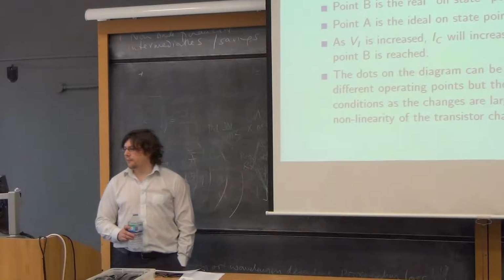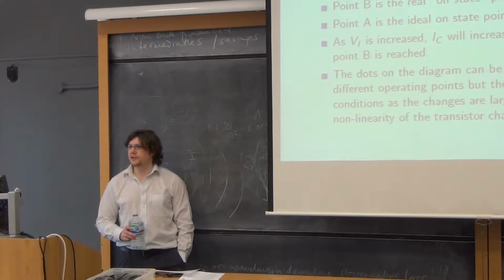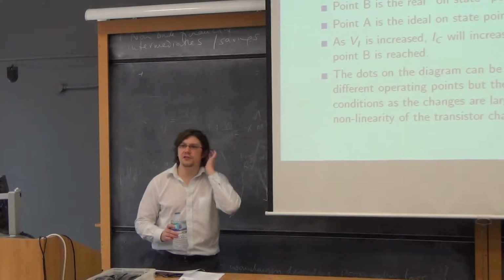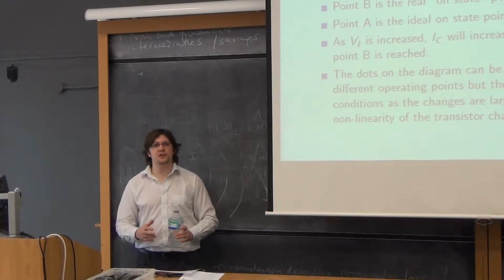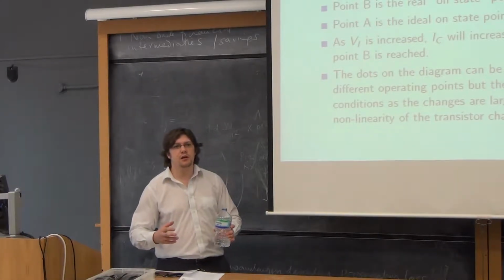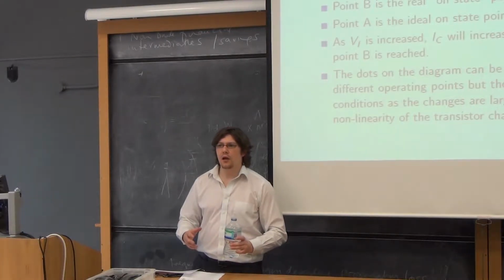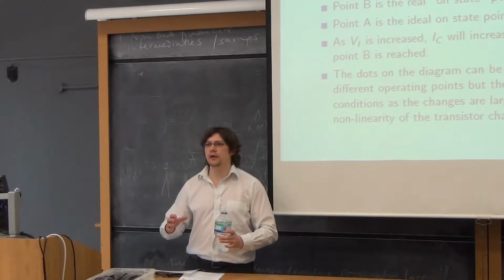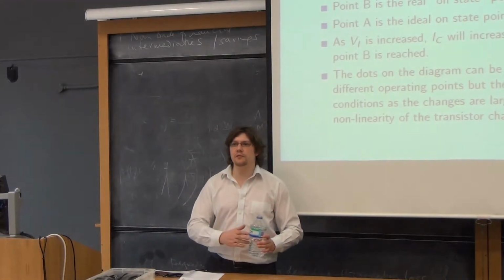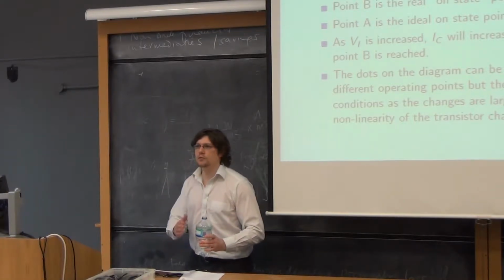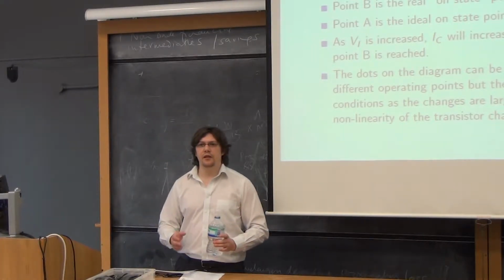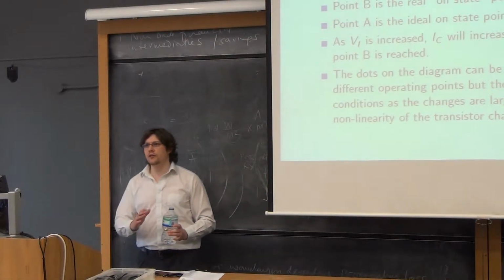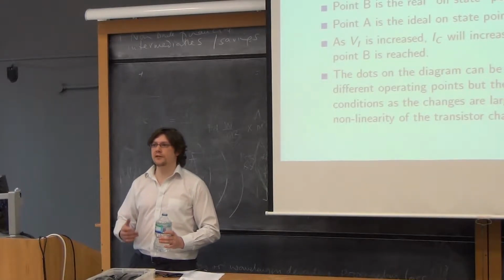So the dots on the diagram can be thought of as different operating points, but they are not quiescent conditions in the sense of AC signals, because a quiescent condition requires that you have some DC situation, and you make a small perturbation on it to give you some linear outcome. This is not a linear outcome. We are going from switched on to switched off and back again, and the changes in the device are very, very non-linear. So they are not quiescent conditions, but they are operating points.